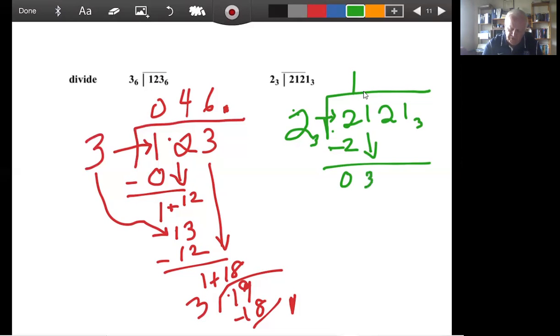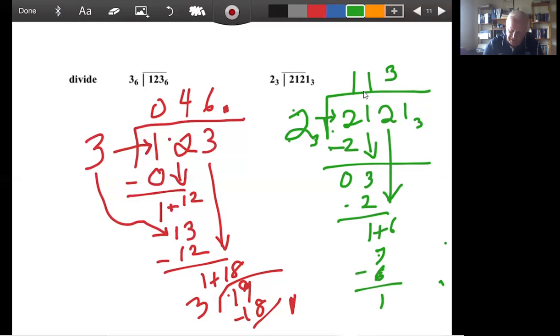So 2 into 3 is 1, that's 2. We'll subtract that, gives us 1. We'll bring down 2 3s, which is a 6, and this becomes 7 now. 2 into 7 is 3, and that gives us a 6. And we'll subtract that as 1, and we'll bring down another 3, which is 4, and 2 goes into 4 2 times.